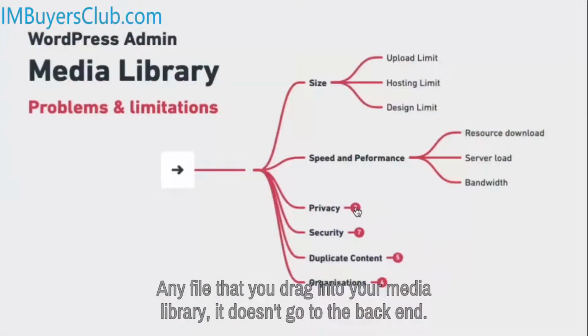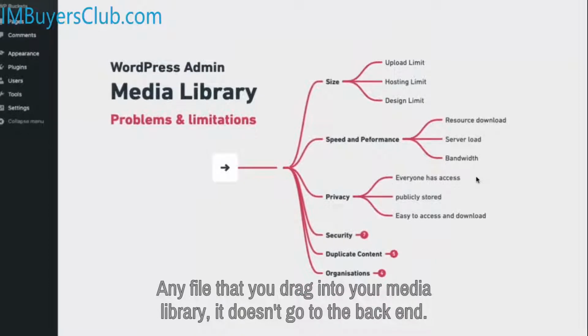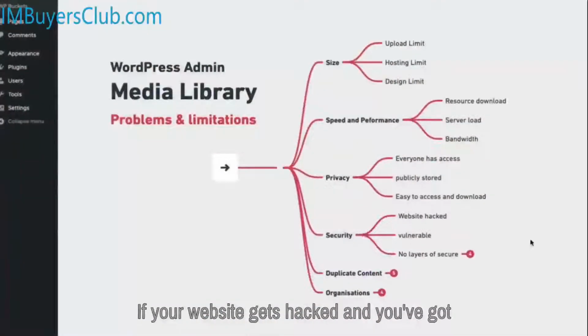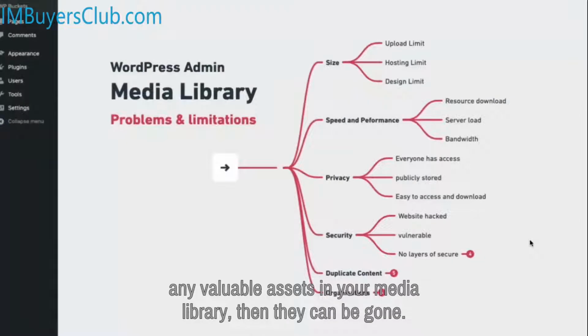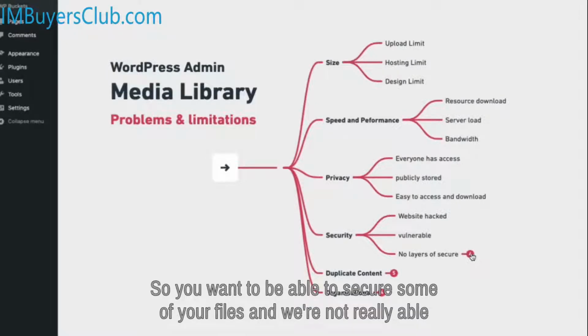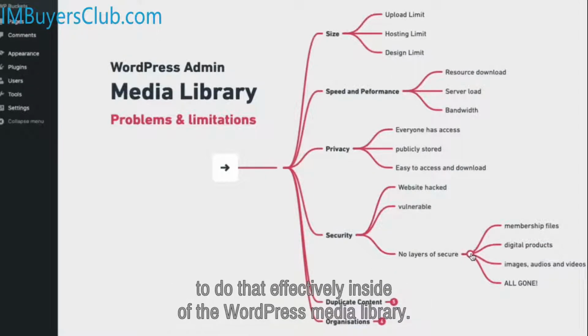Any file that you drag into your media library, it doesn't go to the back end, even if you're logged into WordPress admin. That goes to a media directory or an uploads directory on the front end of your website, which simply means everybody can access that file. So whether they're in India, in Africa, in South America, in Europe, USA, wherever they are, everybody can get access to all those files. If your website gets hacked and you've got any valuable assets in your media library, then they are vulnerable to be gone. So you want to be able to secure some of your files, and we're not really able to do that effectively inside of the WordPress media library.